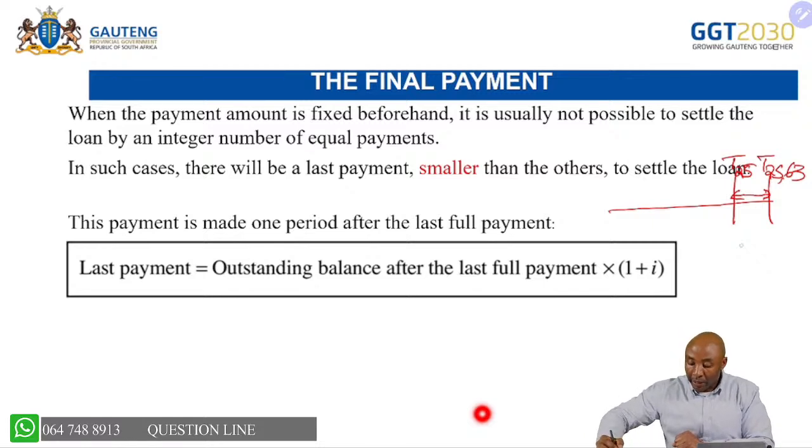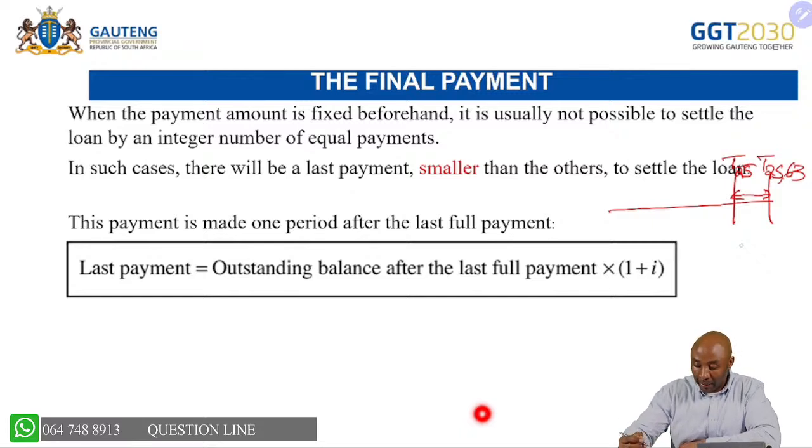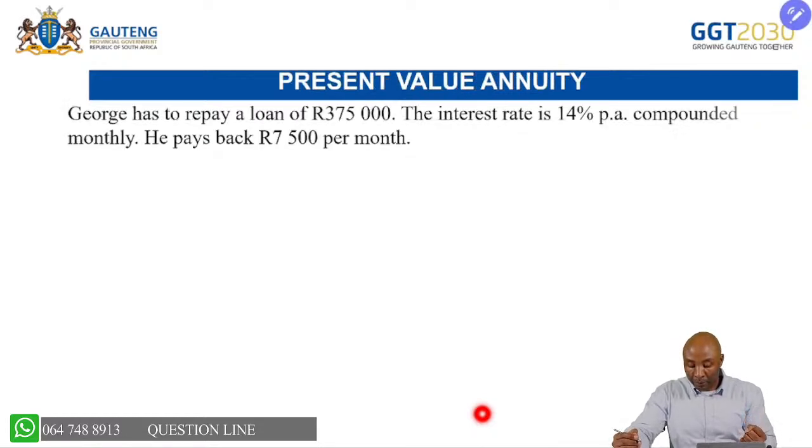And you will realize that we compound grow whatever the outstanding balance is after the last full payment, for only 1 month, and we should be able to get our final payment, which is normally and usually less than the full installment that has been paid all along.